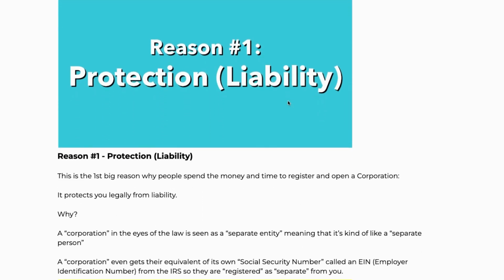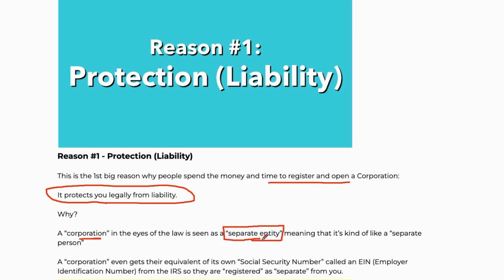This is the first big reason why people spend money and time to register and open a corporation. It protects you legally from liability. Why? Because in the eyes of the government, in the eyes of the law, a corporation is seen as a separate entity, meaning it's kind of like a separate person. In the United States, every person gets their own social security number. Corporations, being separate entities, get their own equivalent, called an EIN, an employer identification number from the IRS.